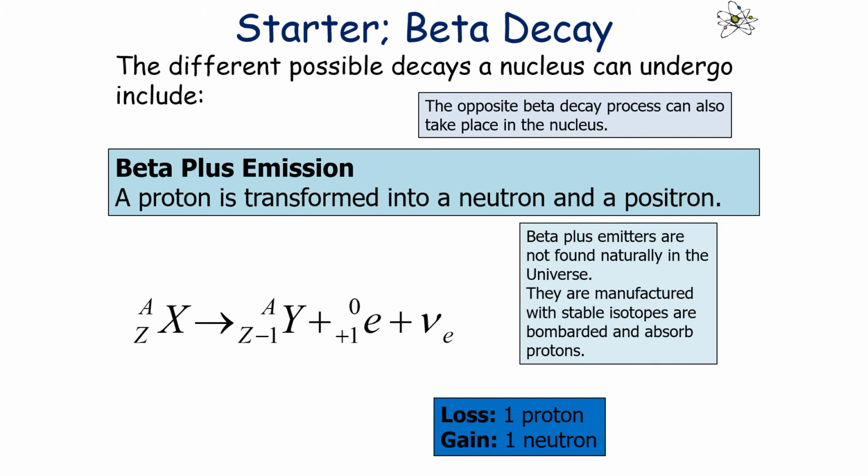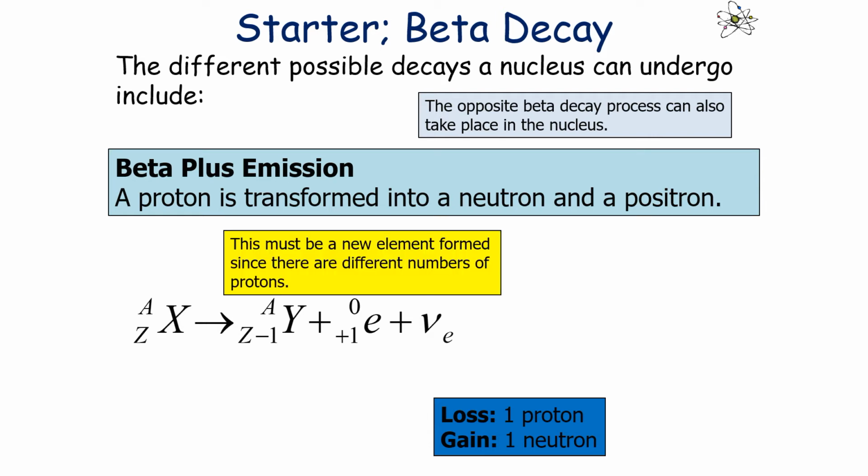Now, as well as getting beta minus emission, which you learned at GCSE, you can actually get the opposite beta decay process to take place as well, and that is the beta plus emission, when a proton is transformed into a neutron and a positron. Now, beta plus emitters are not found naturally in the universe, but they are manufactured with stable isotopes being bombarded and absorbing protons.